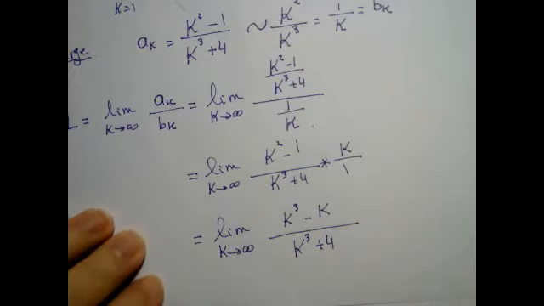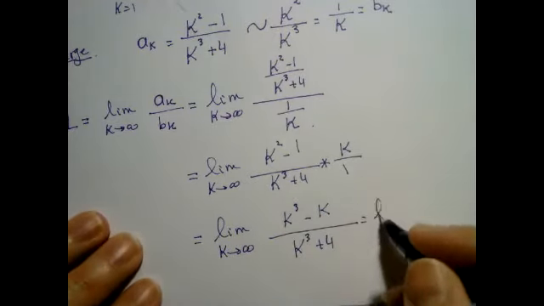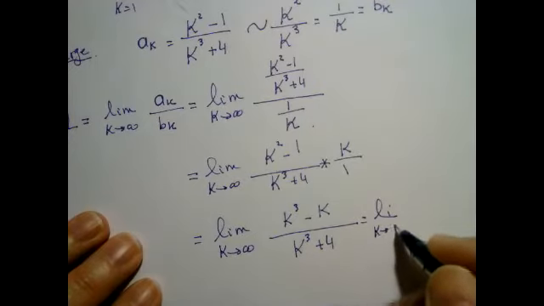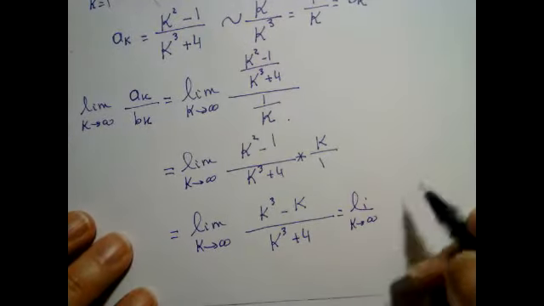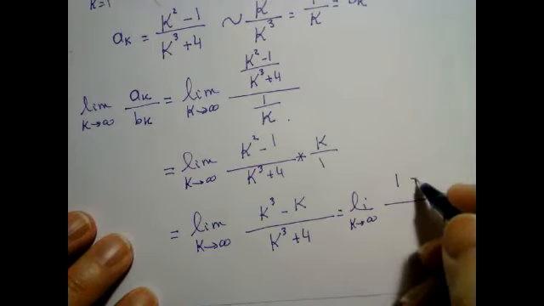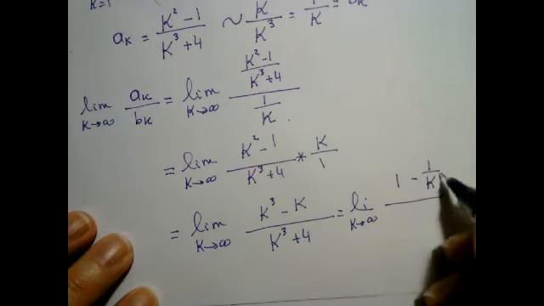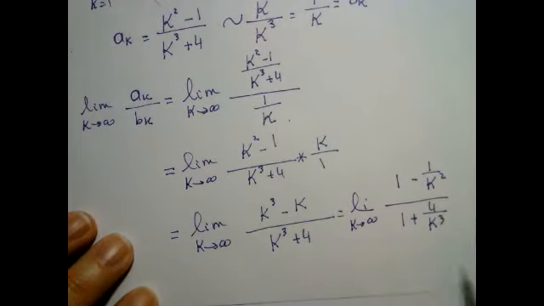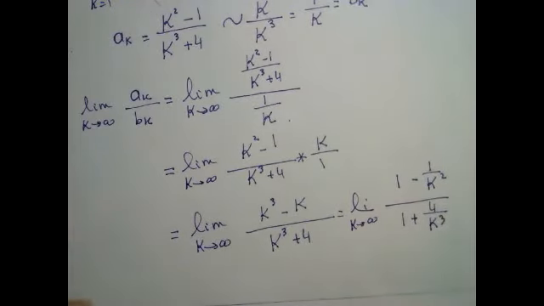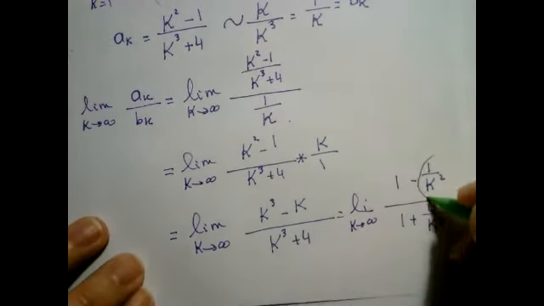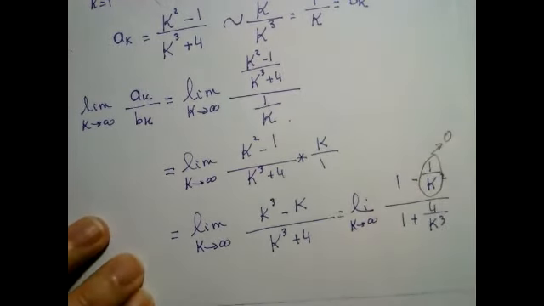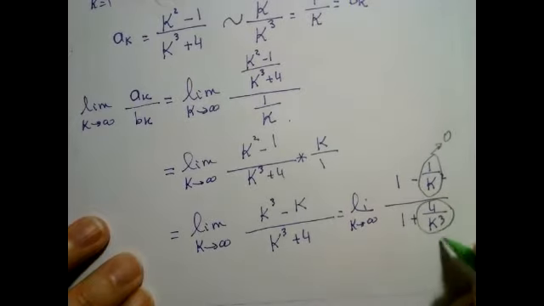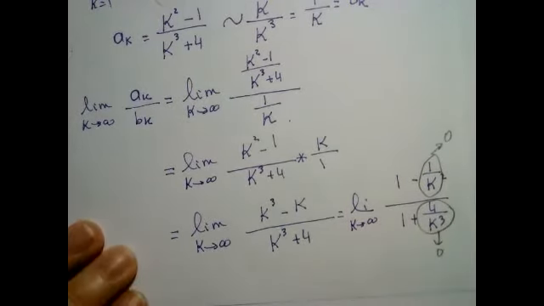Now this limit is obviously 1 because basically I have K cubed and K cubed, but to do it in a very correct way, I divide by K to the power 3 across. This will give me that, and 1 plus 4 over K to the power 3. Now when K goes to infinity, this term here goes to 0. This term here goes to 0. The limit is equal to 1.